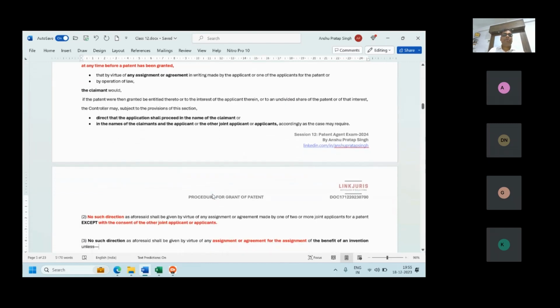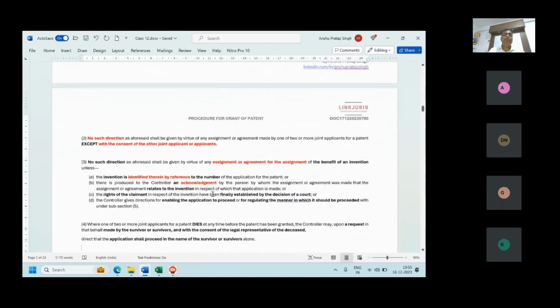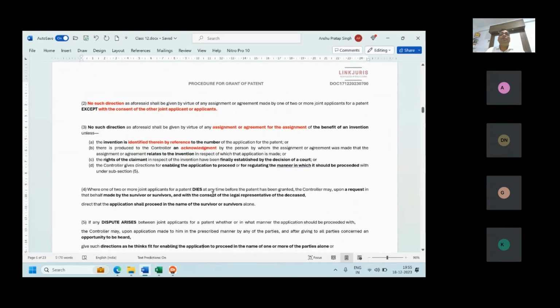Now, the first question is, suppose they are joint applicants. So what will happen? Consent of all applicants is necessary. You cannot substitute someone's name without the consent of all the joint applicants. Third talks about assignment or assignment agreement.